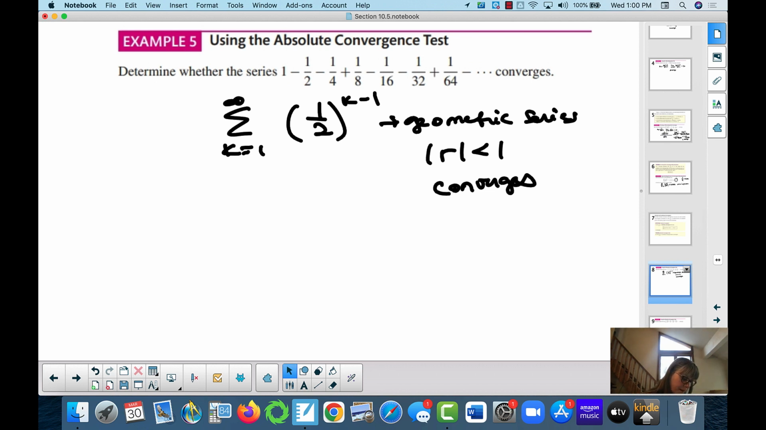So by the absolute convergence test, our original series also converges.